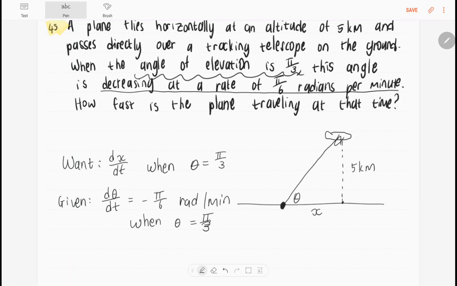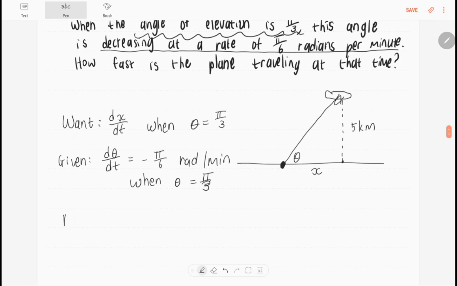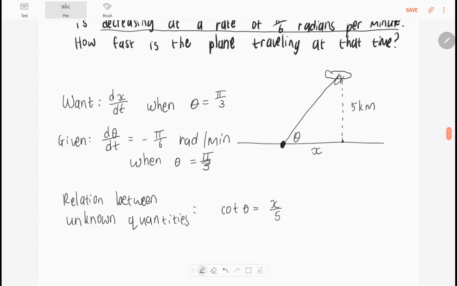Okay, so next step is to find a relationship between our unknown quantities. The relationship that we can get here is that cot of theta equals x over 5. So what we want to do now is get an equation where we have dx/dt in, we have d theta/dt in, and we can substitute the values that we have in there to solve for dx/dt when theta equals pi over 3.